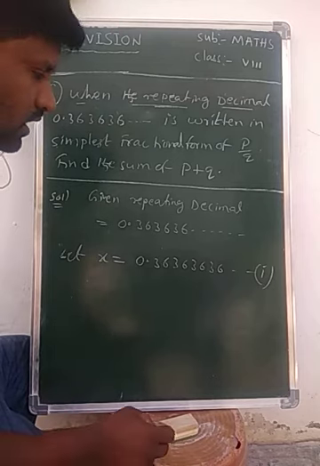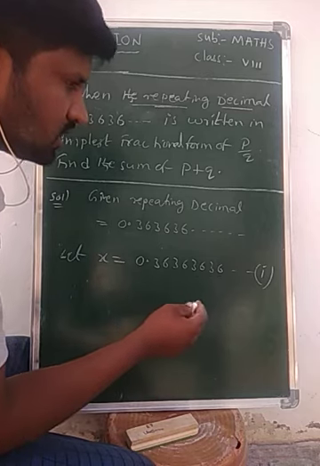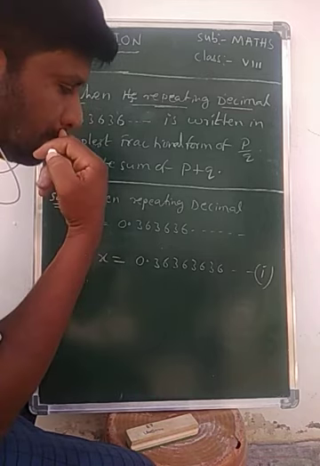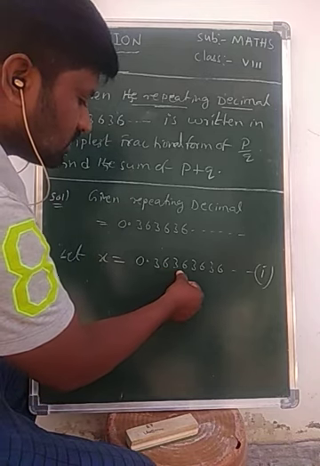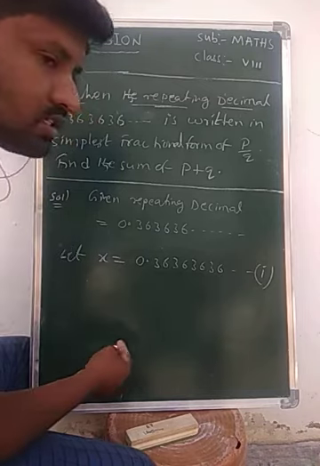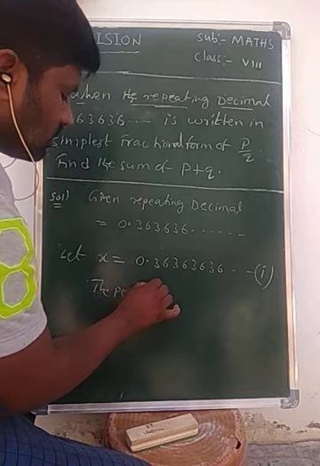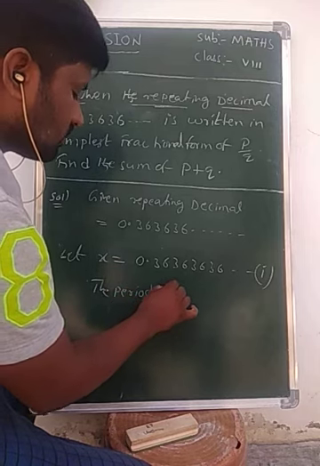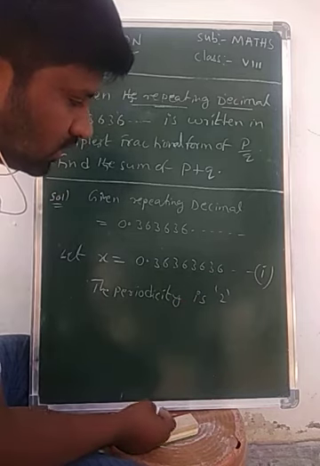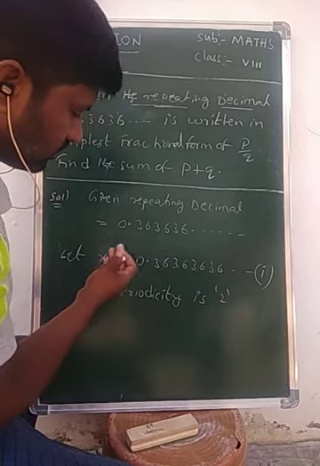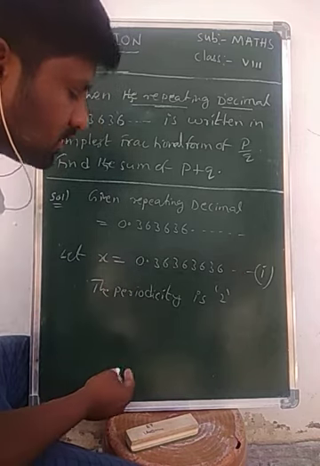Okay. Now clearly you observe, what is the periodicity here, which digits are repeating here? Which digits repeat here? 36 36 36 36. Yes or no? So the periodicity is 2. That's why we should multiply both sides of equation 1, that is LHS and RHS, with 100.